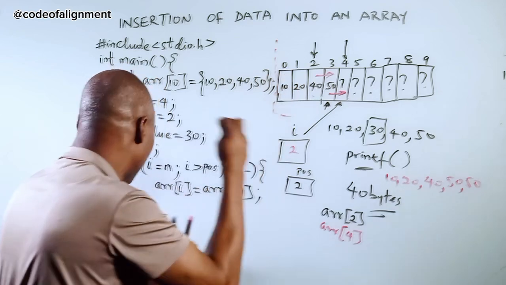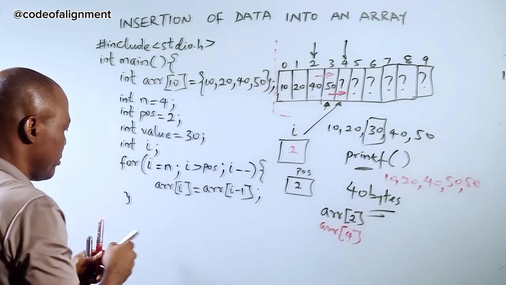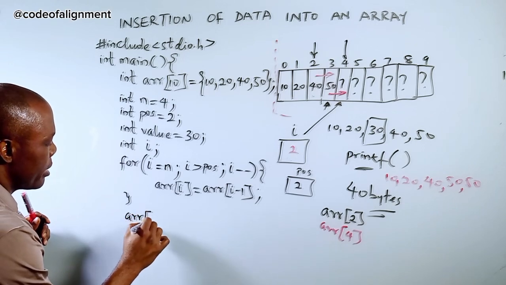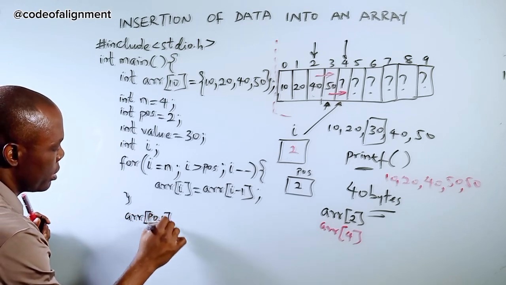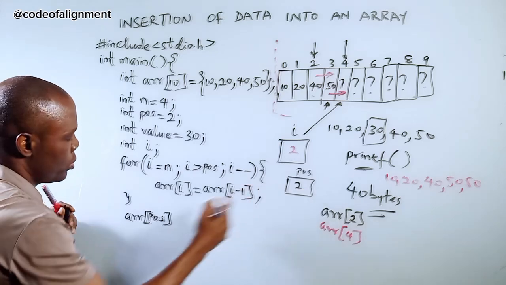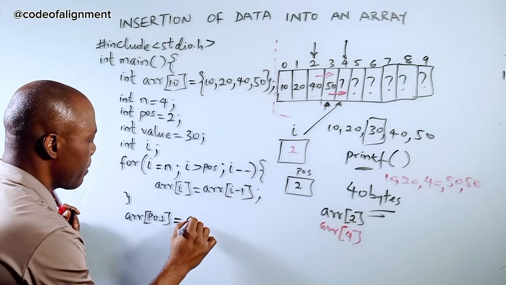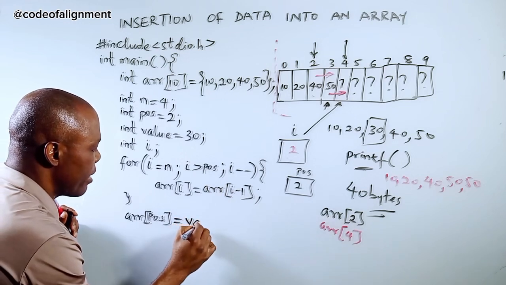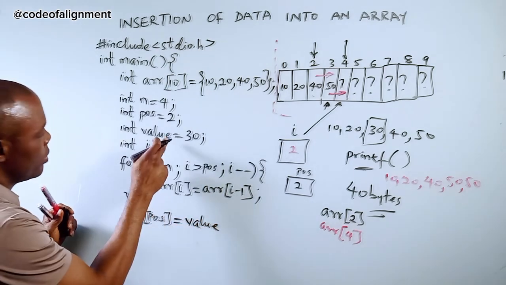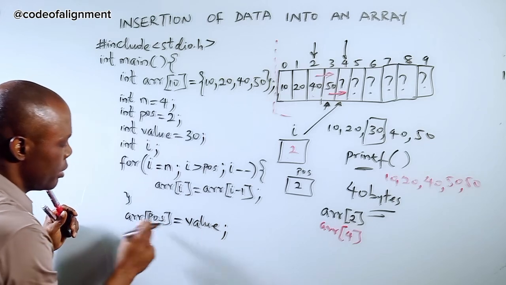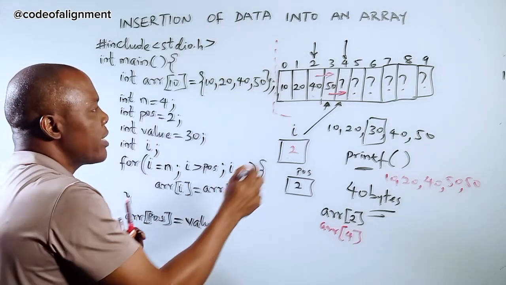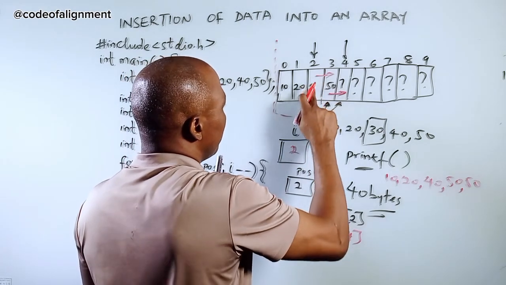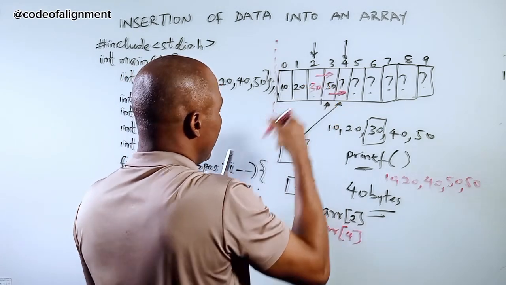So there I will just write array position, which is 2, assign value. That is what is inside this place. Insert it into this place. Once that is done, this array becomes, this place will become 30.